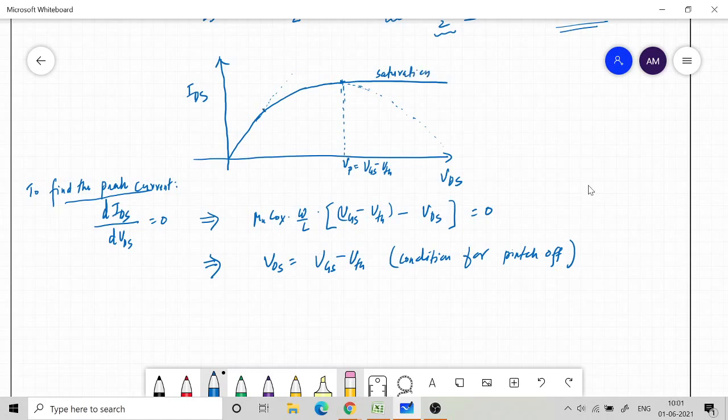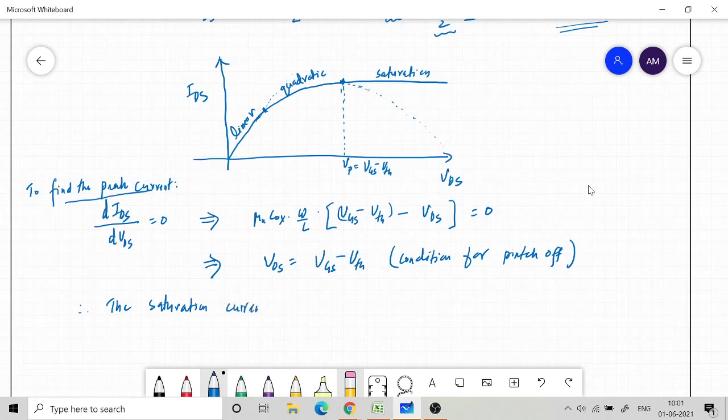Okay, so up to here it is linear. Then we have quadratic. So linear, quadratic, saturation: 3 regions of operation. So we can talk about the saturation current, therefore. The saturation current is basically the peak current itself.